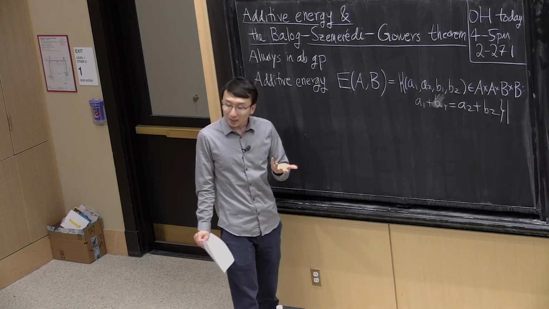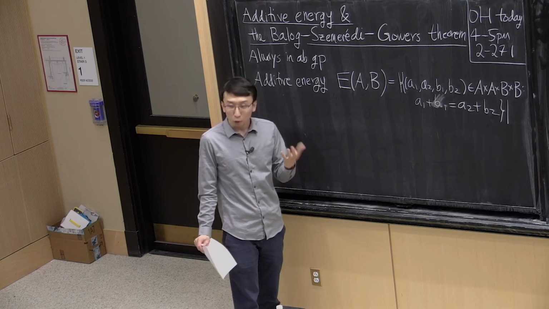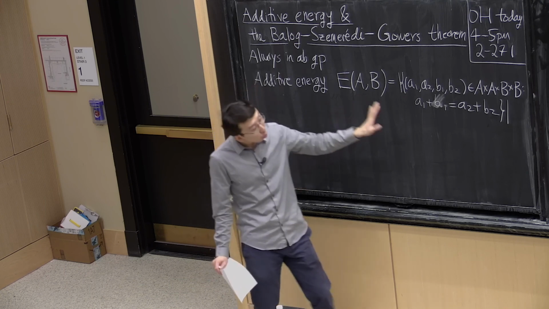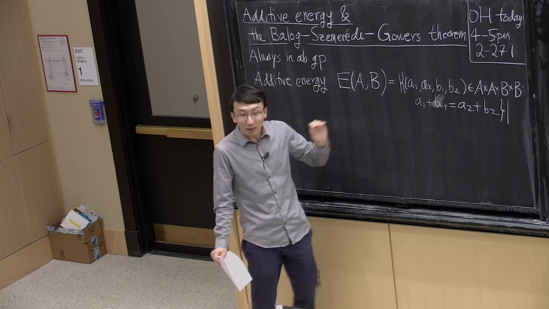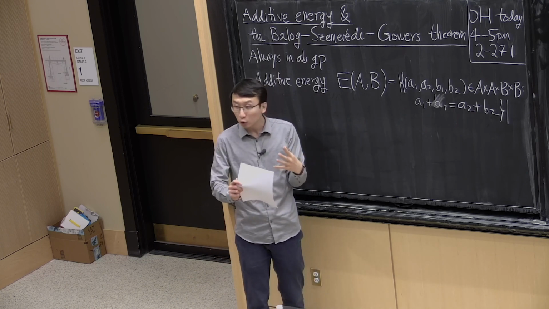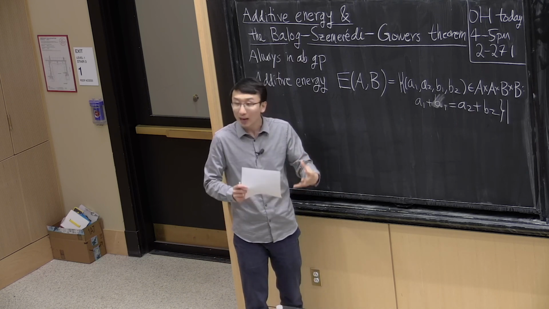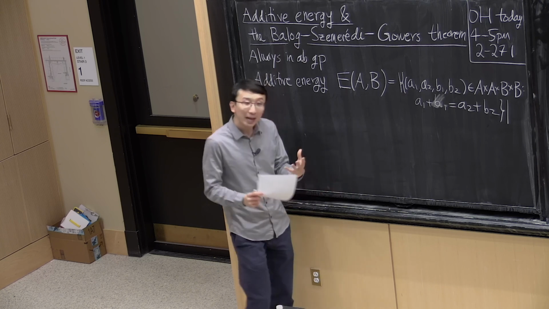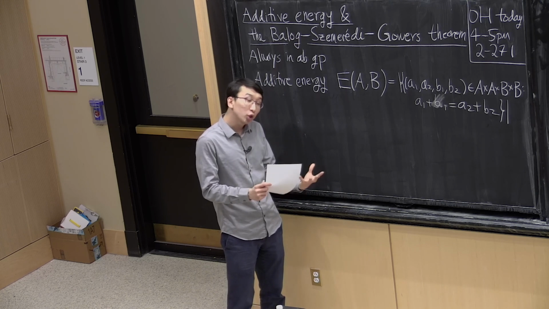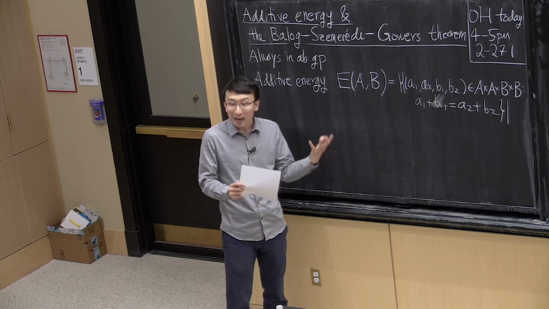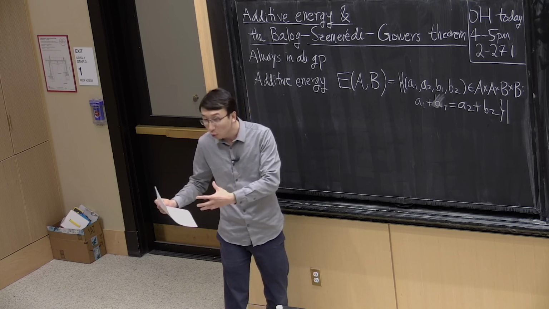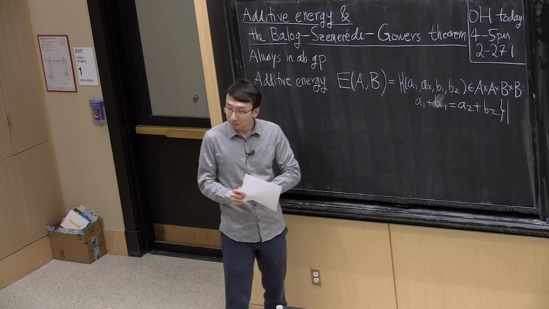And we would like to understand sets with large additive energy. So intuitively, if you have lots of solutions to this equation in your sets, then the sets themselves should have lots of internal additive structure. So it's a different way of describing additive structure. And we would like to understand how this way of describing additive structure relates to things we've seen before, namely small doubling.